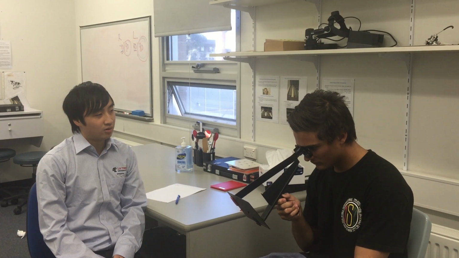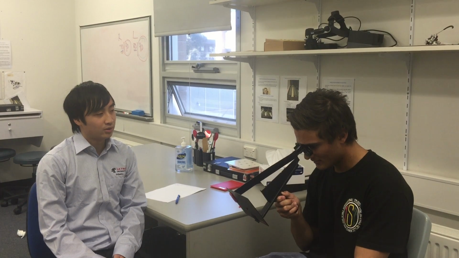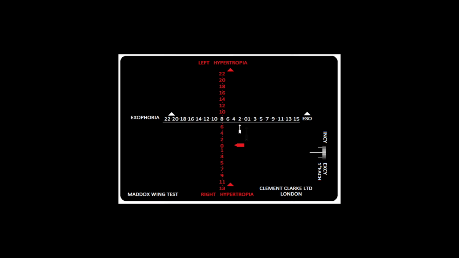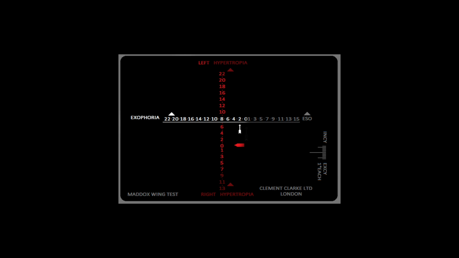Do you see the white arrow pointing up? Yes. What number is that pointing to? Pointing to the 2. To the 2, and now. The vertical white arrow on the white axis scale measures for horizontal deviations. Odd numbers represent esodeviations and even numbers represent exodeviations.